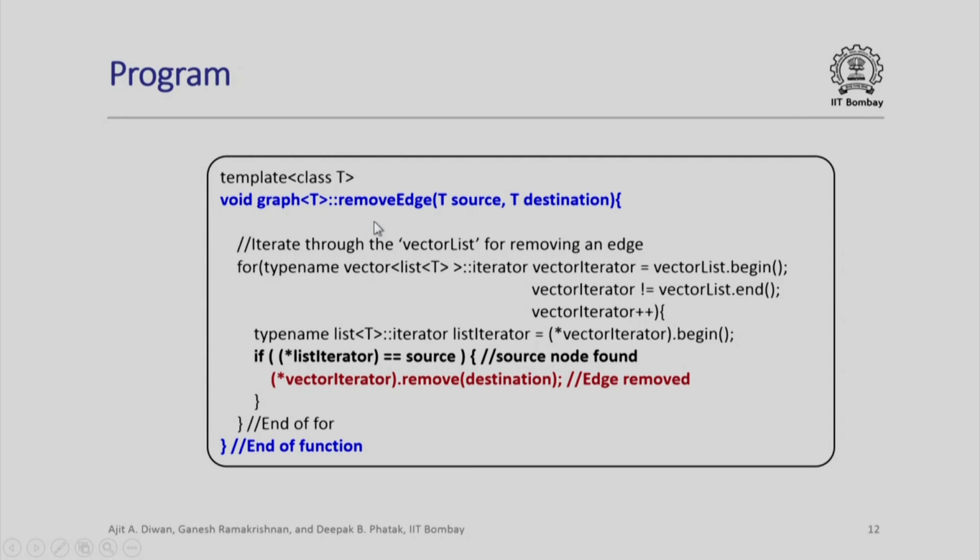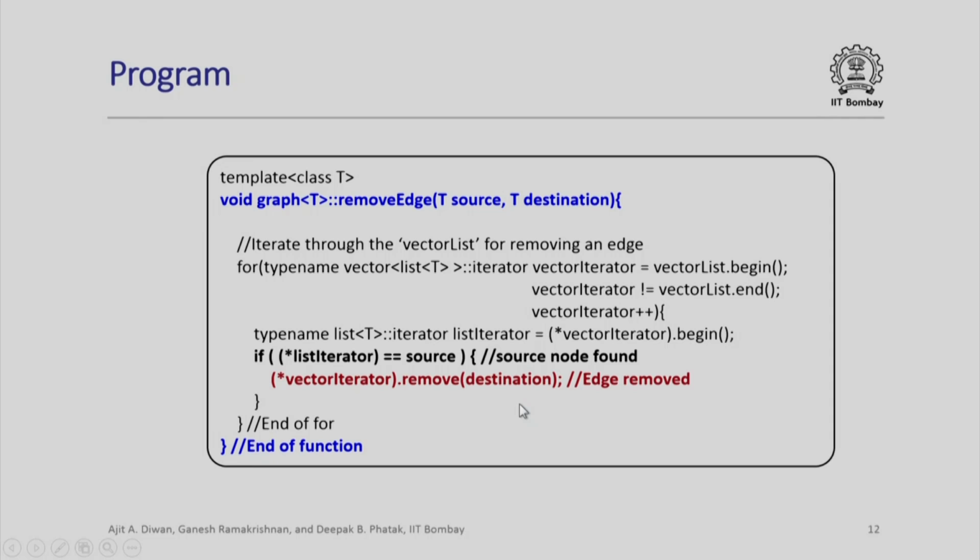Here again, we define the remove edge function as void. We have to iterate through the vector list. So, there is a for loop. We have already seen that for loop. Okay. We start with vector iterator dot begin. Now, if list iterator is equal to source, that means the initial element of that list happens to be equal to source. We have found the source node. At this juncture, we will have to write code to remove the destination. Now, the destination node is given here as T destination, and simply dot remove destination will remove the edge. So, this is as simple as that.